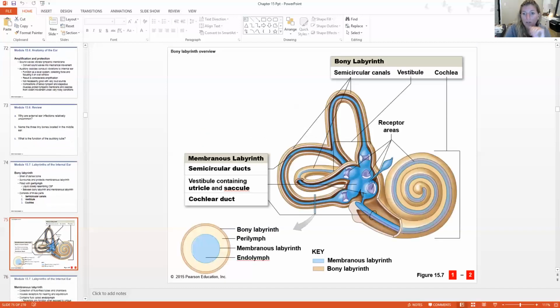So here you see what I'm talking about. This brown stuff is literally the bone kind of case that this structure sits in. So it's this little case that our cochlea, semicircular canals, and vestibule sit in. It's called the bony labyrinth. The vestibule, semicircular canals, and cochlea are called the membranous labyrinth. It sits inside the bony labyrinth, and in between the two is the perilymph.